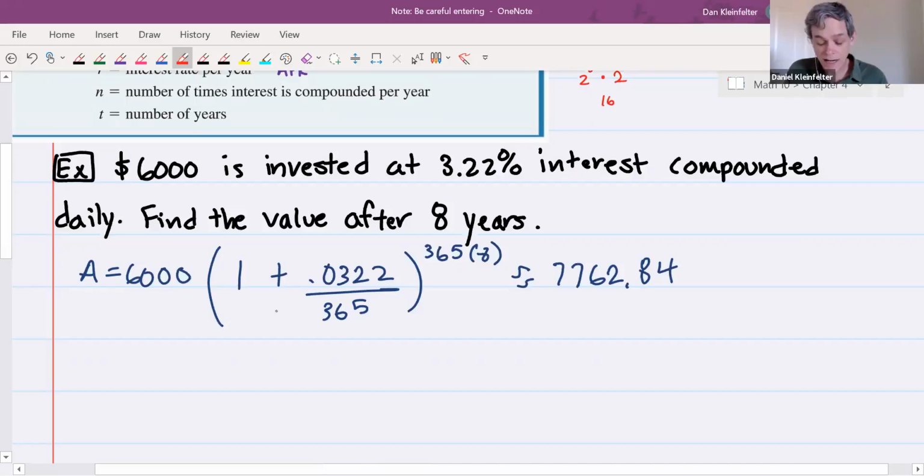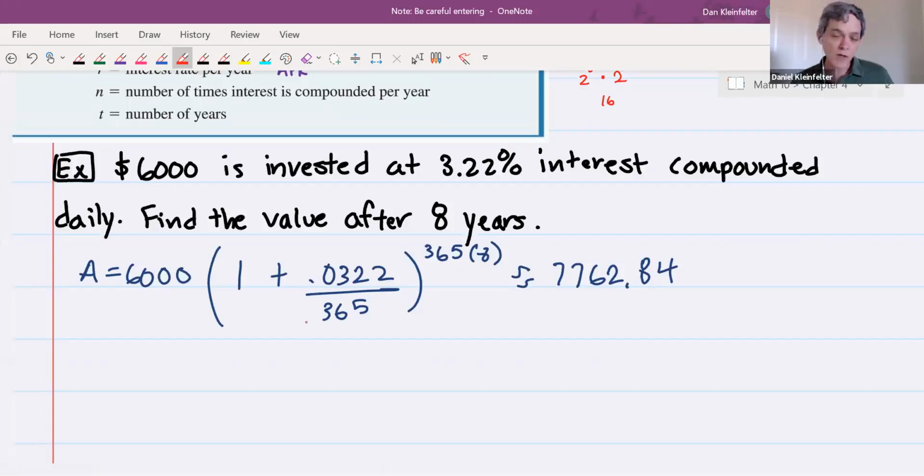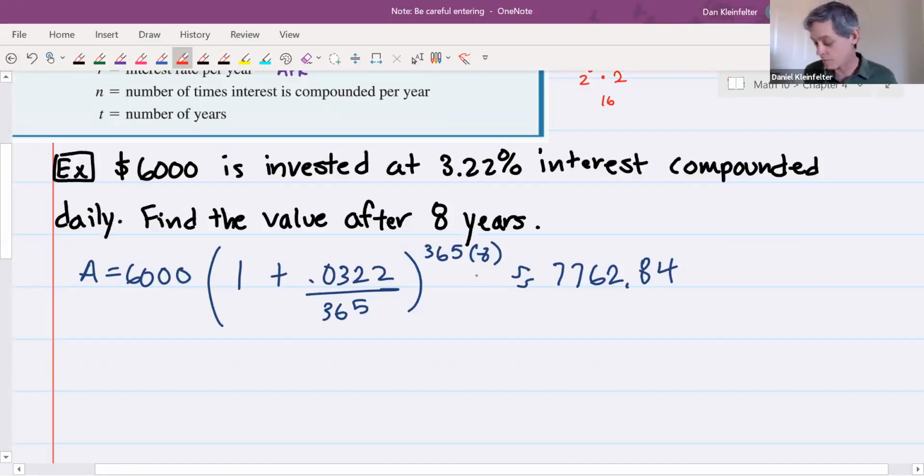For the part inside of parentheses, it worked out on this one to be 1 plus, it was 1 point, a whole mess of zeros, and then 882. I would try to keep that in your calculator. Don't round that before raising it up to a power, because it's going to end up introducing errors, and you'll end up getting the wrong answer. So try to keep this part in parentheses just in your calculator without having to write it down. Otherwise, you're going to lose digits. Okay.